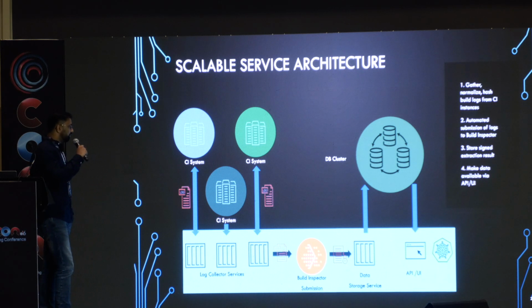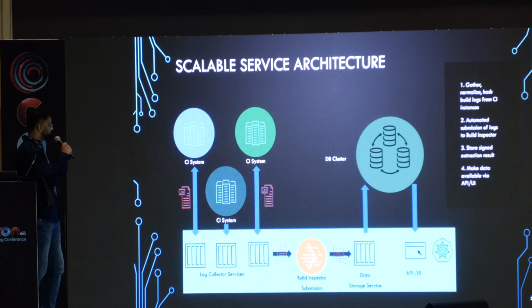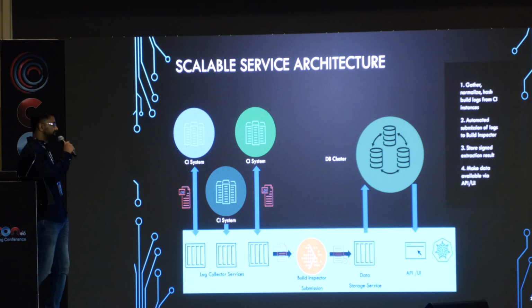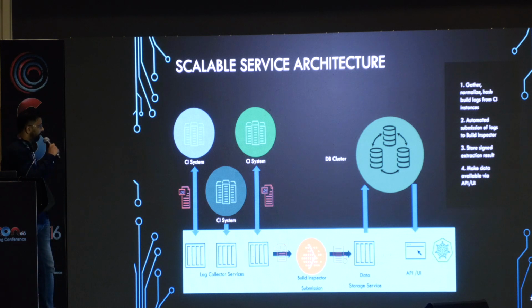So since it is a microservice architecture, each of these services can be scaled individually. As Anshu mentioned earlier, the Build Inspector was able to process around 16,000 lines per second. With this scalable architecture, it can even cross more than 1 lakh lines per second as well.